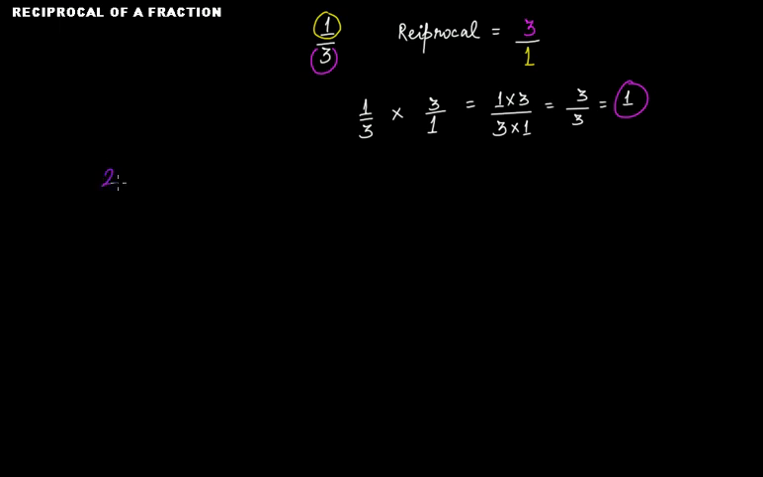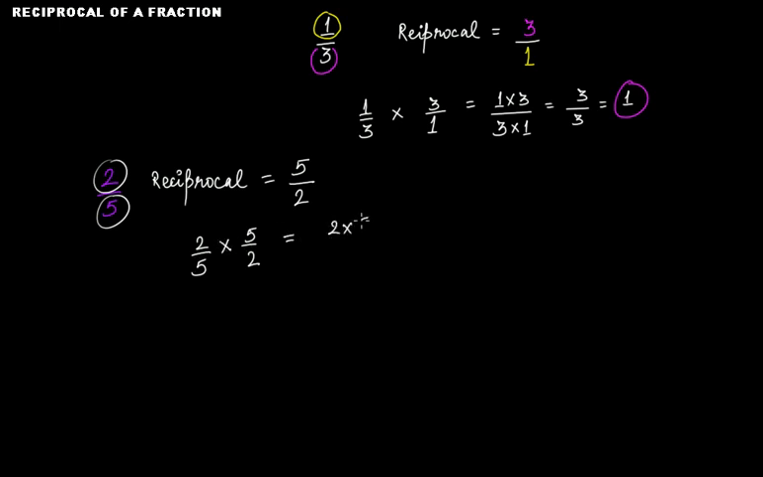Let's take another example. Let's say we have 2 over 5. So in this case, the reciprocal of 2 over 5 will be, what's the denominator in this case? It's 5. So make it the numerator of the reciprocal, and this is the numerator, make it denominator. So the reciprocal of 2 over 5 will be 5 over 2. And if you multiply this fraction with its reciprocal, then you'll get 2 times 5 divided by 5 times 2. This will be 10 over 10, that is 1.